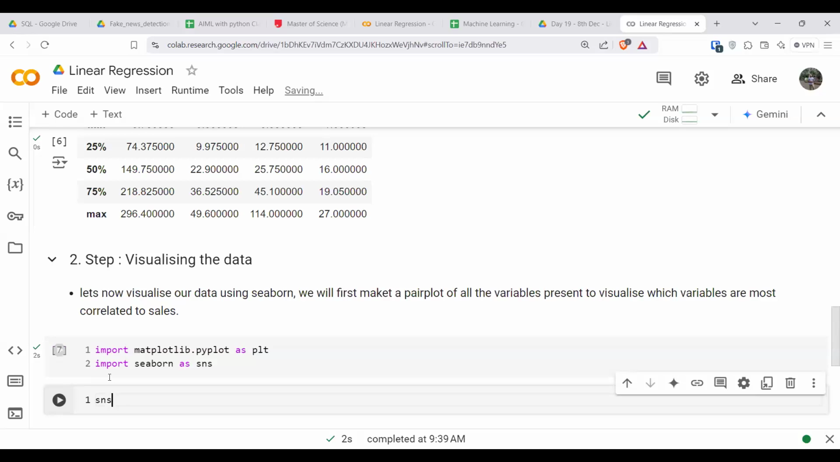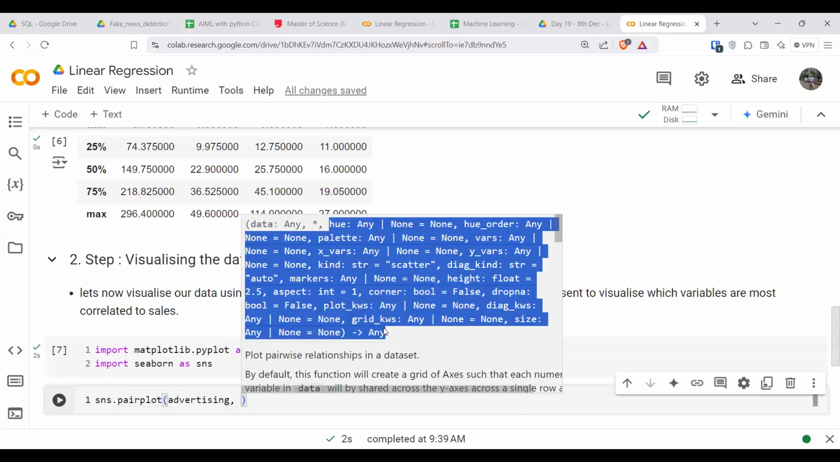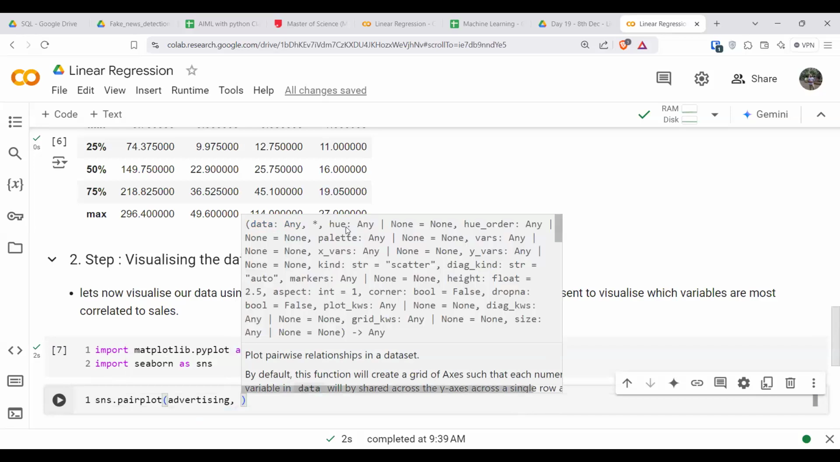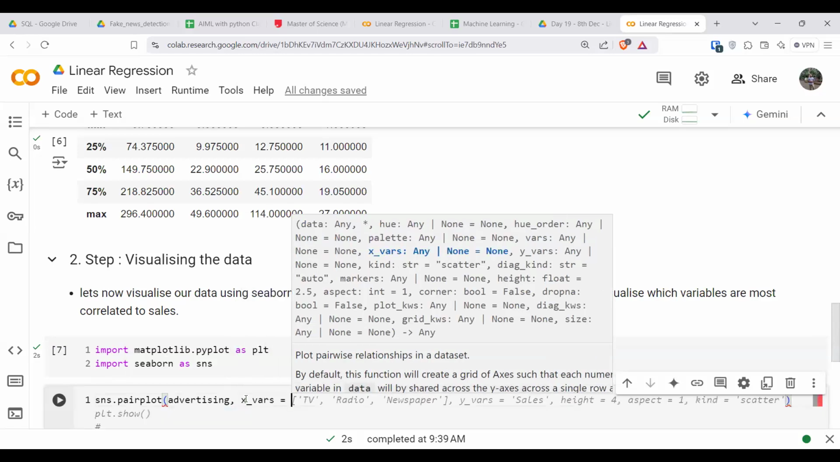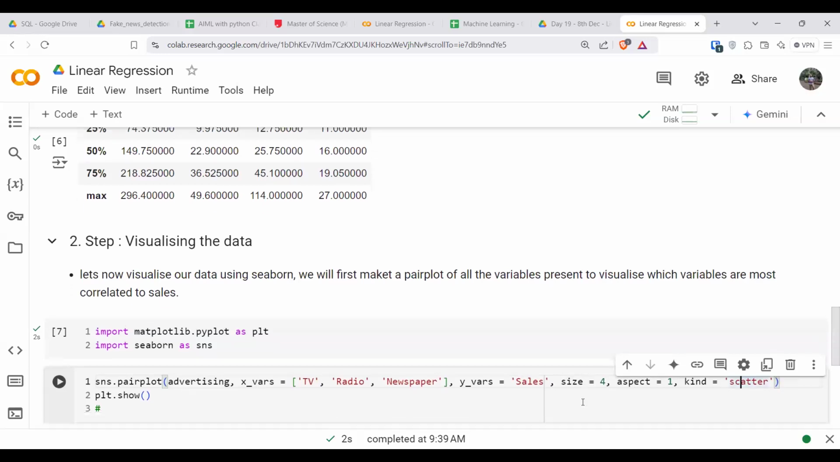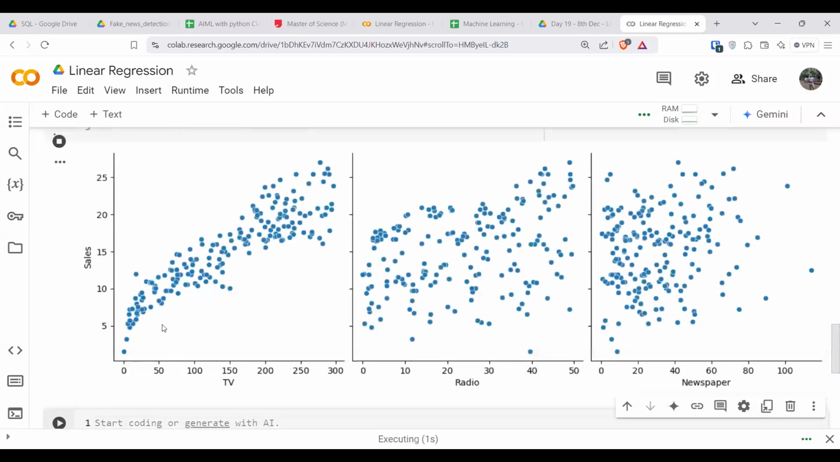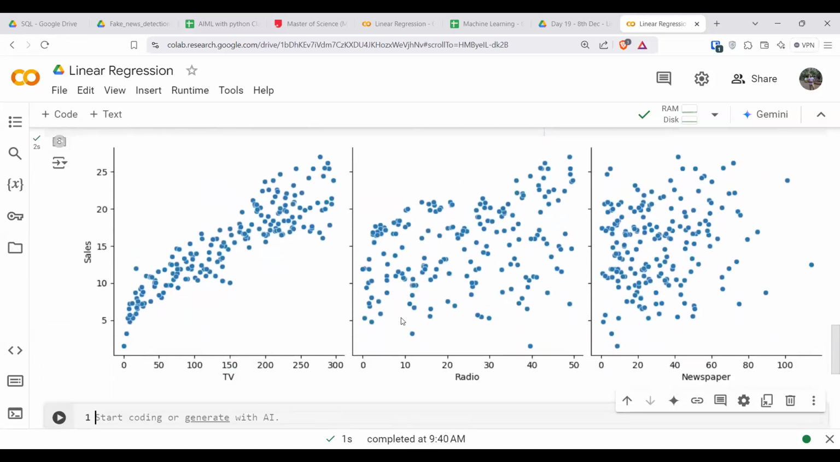of the data advertising. And in pair plot, what you can pass is arguments like hue, palette, x_vars. So let's pass x_vars over here. On the X-axis I want TV, radio, newspaper. On the Y variable, I want sales, right? Height is not needed, but I'll write size equals 4, aspect equals 1, and kind. What do you want in pair plot? You want scatter plot, and you'll write plt.show.